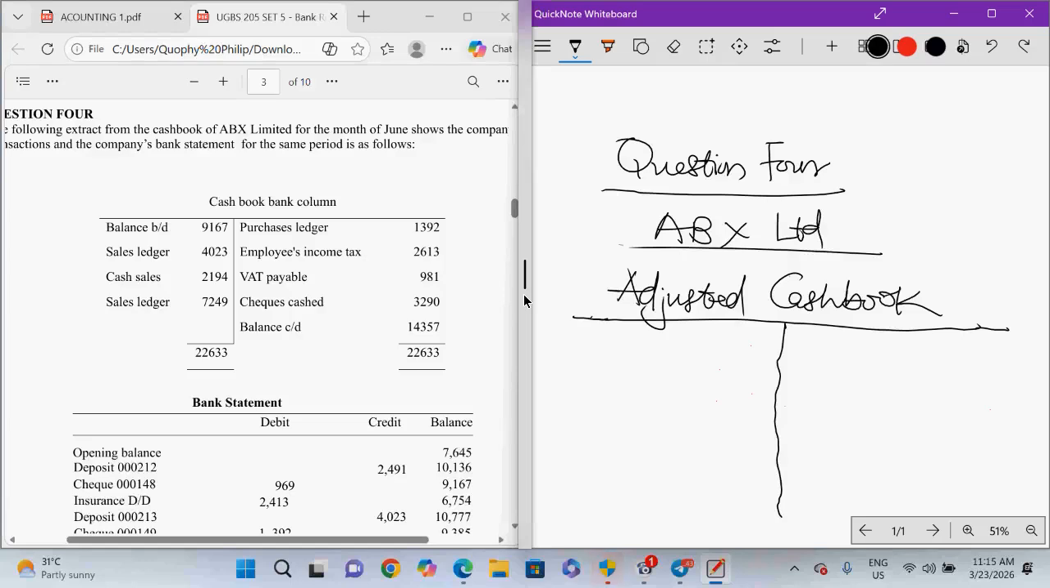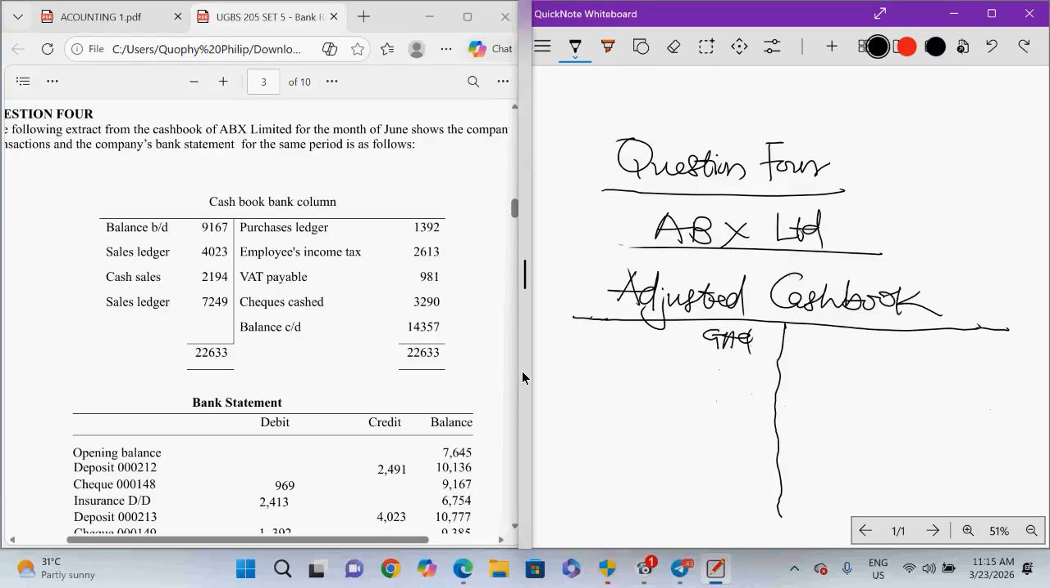So from the cash book bank column, we can see that we are having a closing balance at the credit side, right? Can you all see the balance CD of 14,357 at the credit side? Yes. So it means that the BD will be at the debit side. If the CD is at the credit side, then the balance brought down will be somewhere here, right? So that will be our balance, and it's a positive or normal balance.